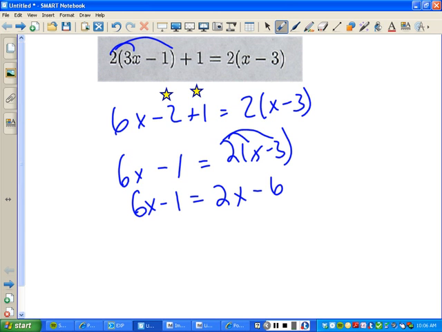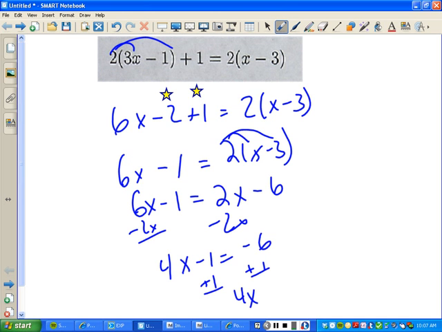Now, I tend to move the smaller letter first, so I'll subtract 2x. I'll get 4x minus 1 equals negative 6. Add 1, 4x equals negative 5. Divide by 4, x is equal to negative 5 fourths.